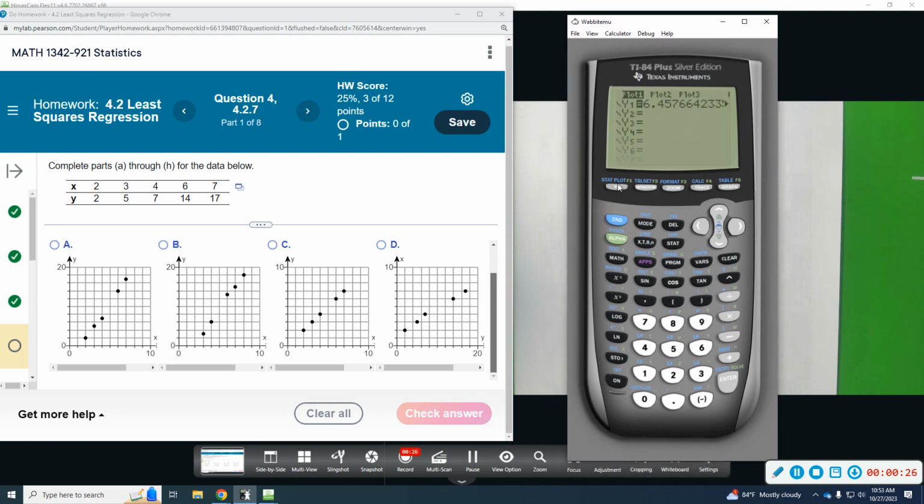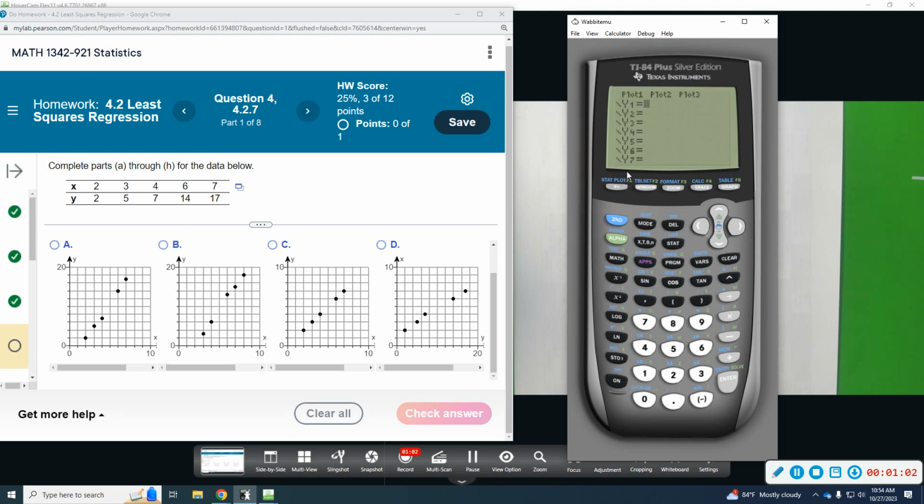Turn this on, y equal. Let's clear all the. Well, you can reset everything if you do second plus 7 1 2, and I'm gonna go to stat, enter on edit, and then I'm gonna input the x values 2 3 4 6 7, so 5 of them. Go to the y values 2 5 7 14 17.